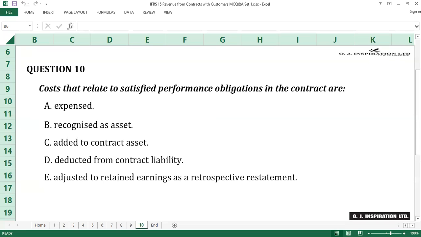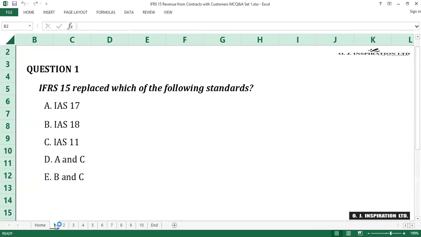We proceed to review the answers. Question number 1. The answer to question number 1 is E, B and C. IFRS 15, revenue from contracts with customers, replaces IAS 11, construction contracts, and IAS 18, revenue.